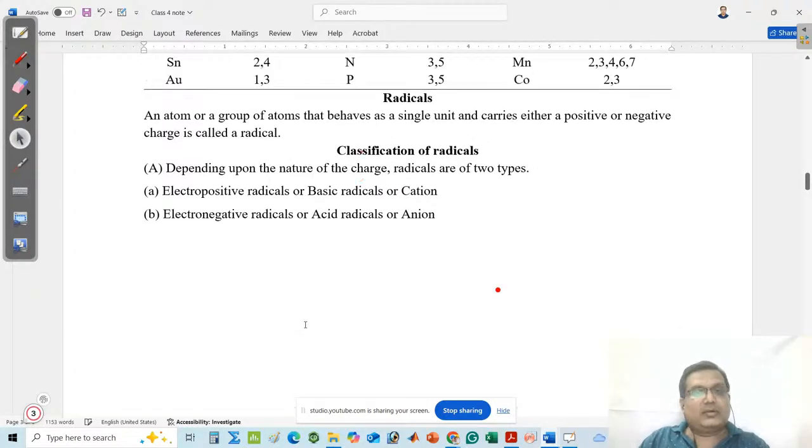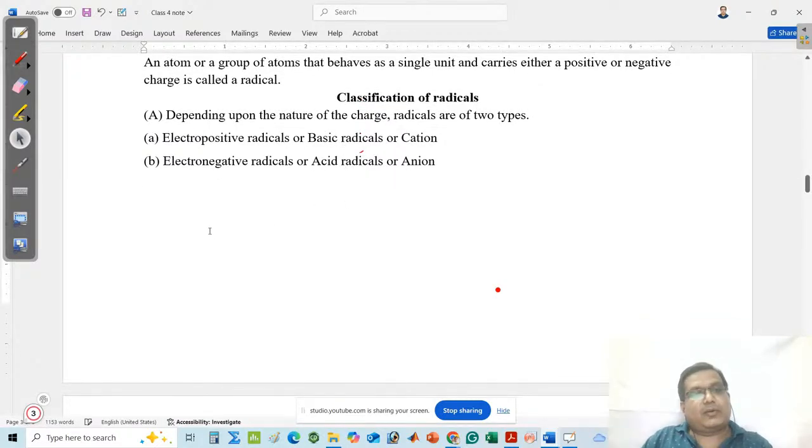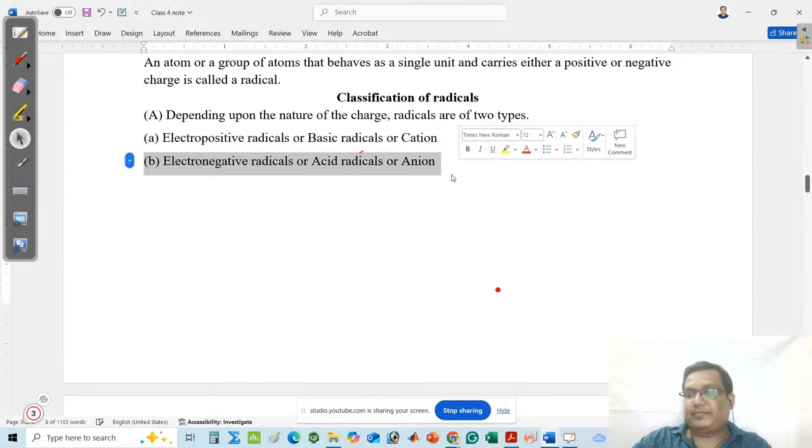Depending upon the charge of the radicals, radicals can be classified into two types. One is the electropositive radical, or you can say basic radical or cation. Similarly, the other is the electronegative radical, or acid radical or anion. There are two types of radical: one is the basic radical, another is the electronegative radical or acid radical or anion.